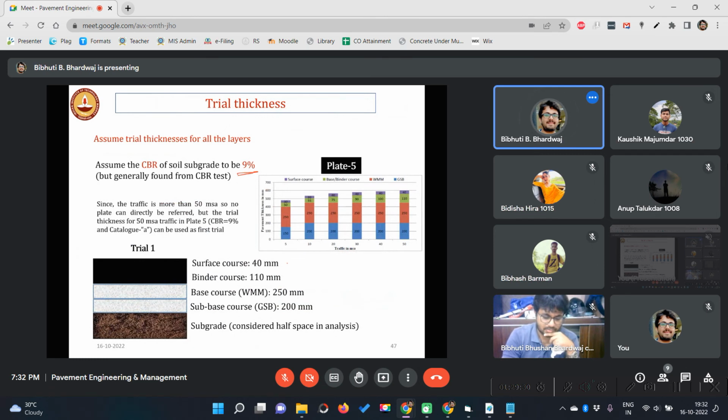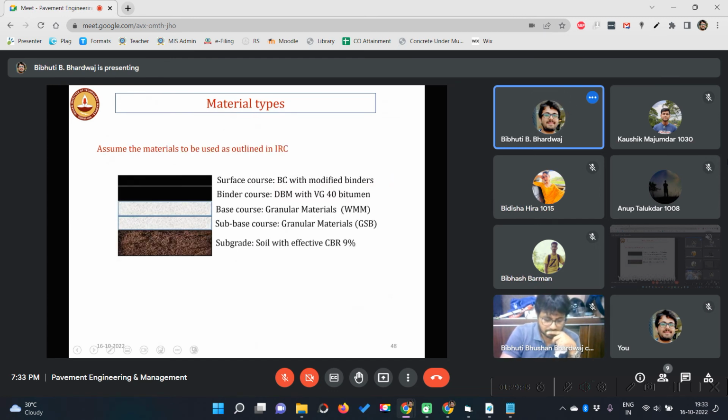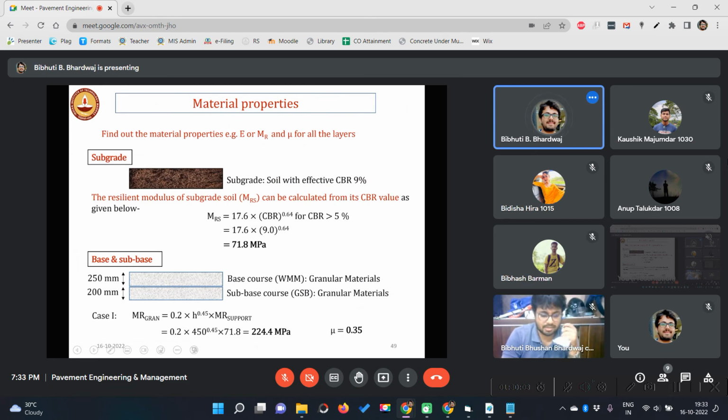So using plate 5, we know that these are the initial thicknesses, okay, for different layers. So these two are combined together, so it is 150. This is 450. Okay, now also, as outlined in IRC, based on the traffic, we can find out which type of materials to use, BC, DBM, GSB, like that. Now after knowing this entire thing, we start calculating this E value and mu value for all the layers.